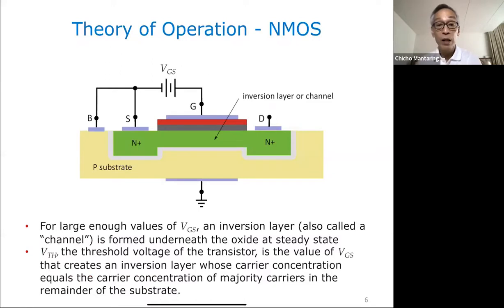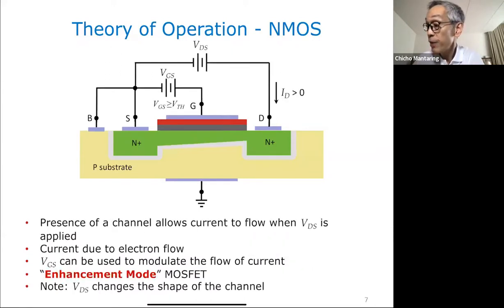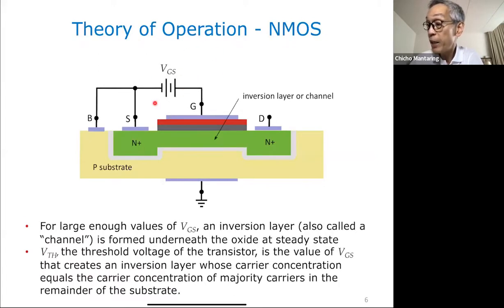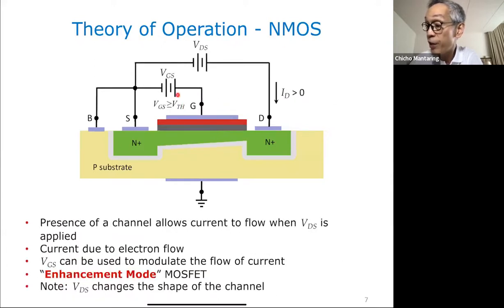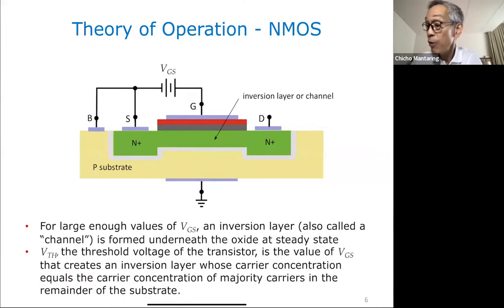Okay. So what will happen now if I apply my VDS? I apply this VGS, assuming VGS is greater than or equal to my VTH. I'm going to have a channel here. If I apply now my VDS, what will VDS see? What VDS will see now is a resistor, because now I have a value of conductivity from my drain to my source.